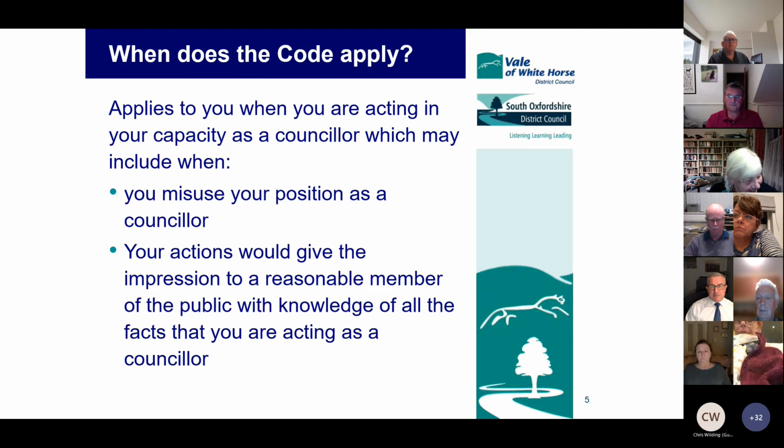Generally, I think members of the public will assume that as a councillor, you're always on duty and they can speak to you about something whenever they want to. But as far as the code is concerned, you must be acting in an official capacity for it to apply. I will talk a little bit more about other circumstances in a moment.